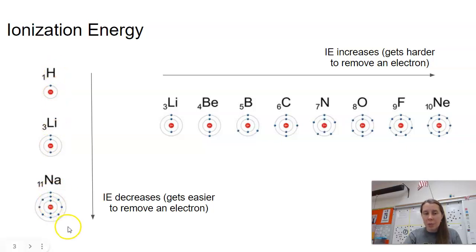So as we go down the periodic table, the ionization energy will go down because it gets easier to remove an electron, so it doesn't take as much energy. And then as we go across the periodic table, that attraction that I was talking about from the protons in the nucleus is going to get stronger, so it's going to get harder to remove an electron.